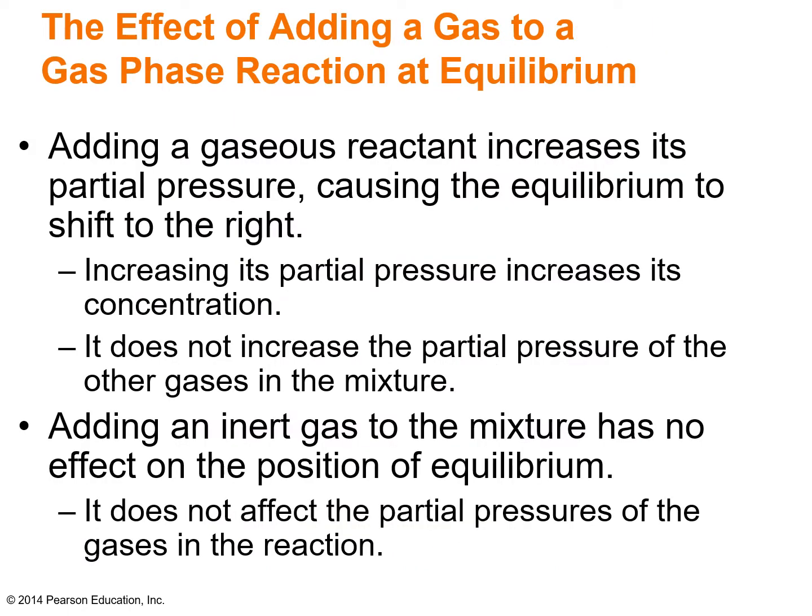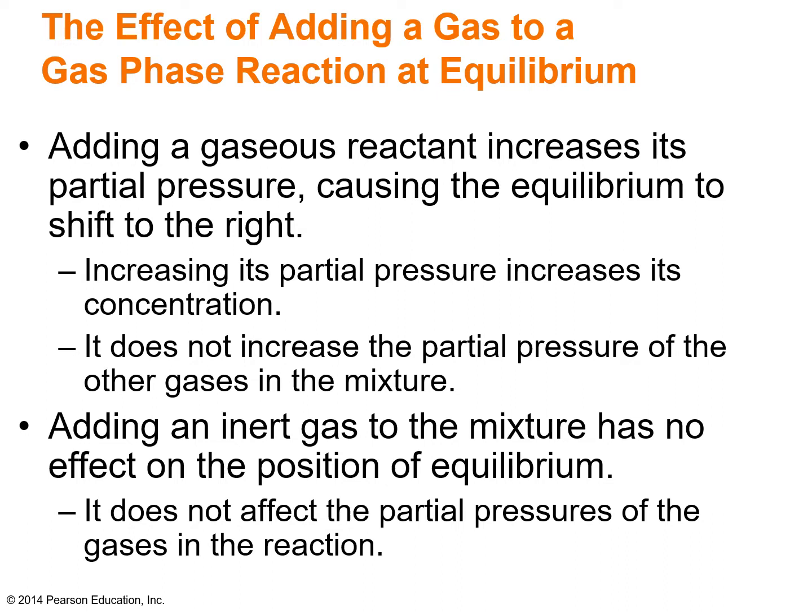Adding a gaseous reactant increases its partial pressure, causing equilibrium to shift to the right. So now we're talking about pressure. We've talked about adding and subtracting reactants, adding and subtracting products. Now we're talking about pressure. So increasing its partial pressure increases its concentration. It does not increase the partial pressure of the other gases in the mixture. So in other words, we can talk about partial pressure like we do concentration.